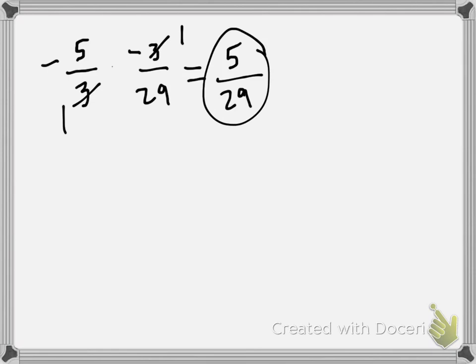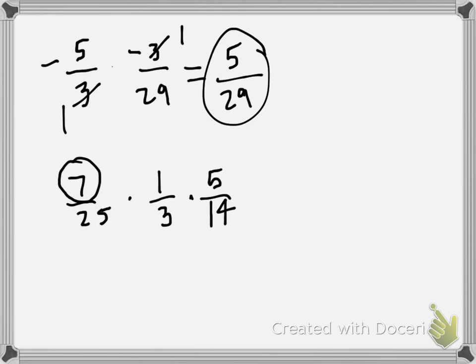Okay, let's do one more with 3 terms. So 7 over 25 times 1 over 3 times 5 over 14. So even when we have more than 2 terms, we can still use that same process. We can cancel any common factors, and it doesn't matter where they are. If we're dealing with multiplication, all that matters is that our common factors are one's on the top and one's on the bottom.